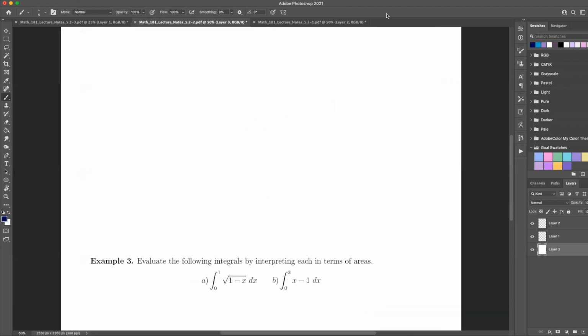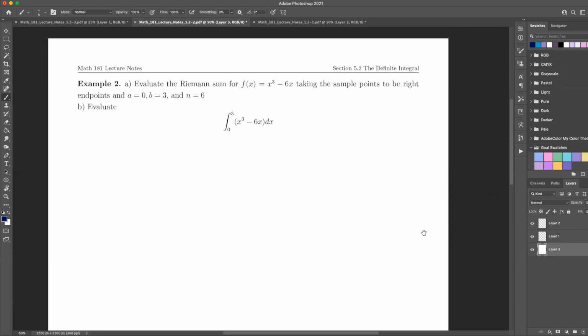All right, so here we're going to do this again. We're going to evaluate a Riemann sum, or basically an integral, by taking sample points. So sample to be right endpoints. Make sure to figure out when you're doing this homework and the online stuff whether they want the right endpoints, the left endpoints, the midpoints, or whatever, from 0 to 3, and we're going to choose n equal this.